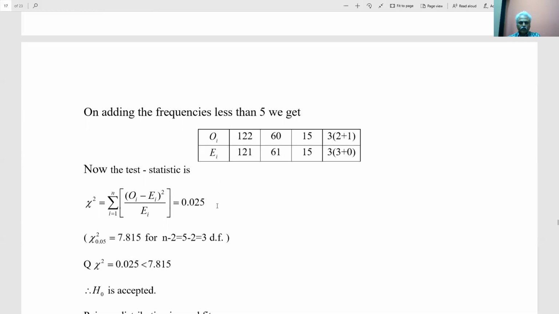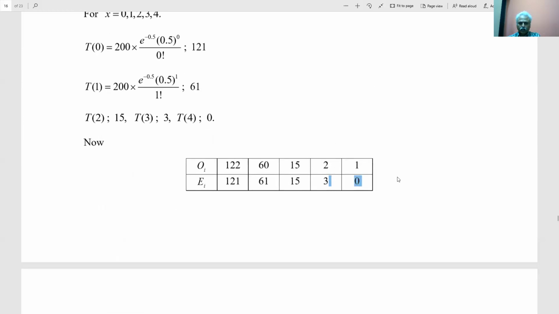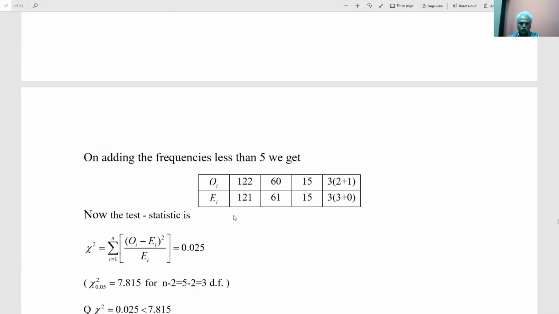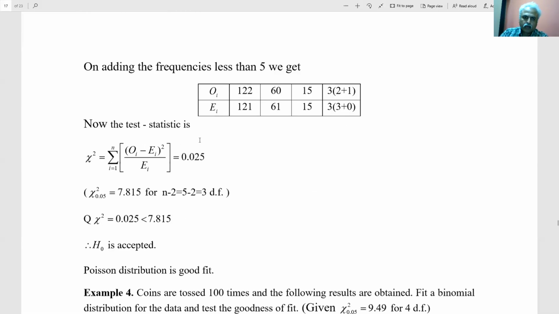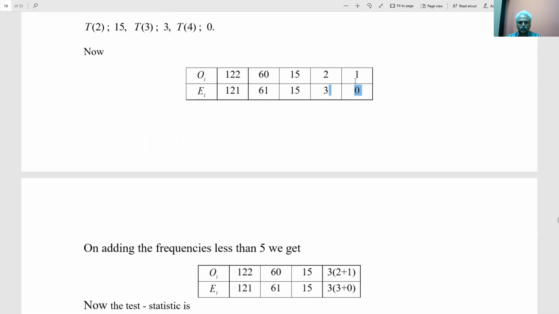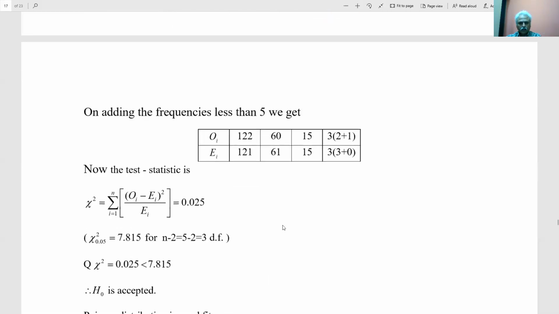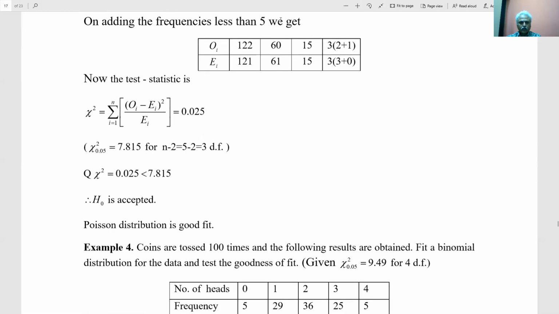What is the degrees of freedom? Either this minus 2, because we have these two merged, or this minus 1. Since we are merging, one more data is lost, and already n minus 1 is there, so totally 5 minus 2 or 4 minus 1, which is 3 degrees of freedom. Here it is little different, because of merging we lose one more degree of freedom. So instead of 4 degrees of freedom, we consider 3 degrees of freedom, for 95% level of confidence, 7.815.